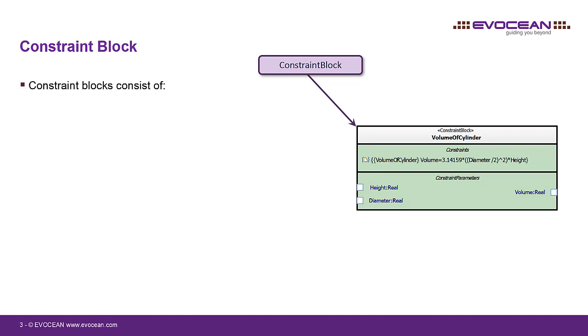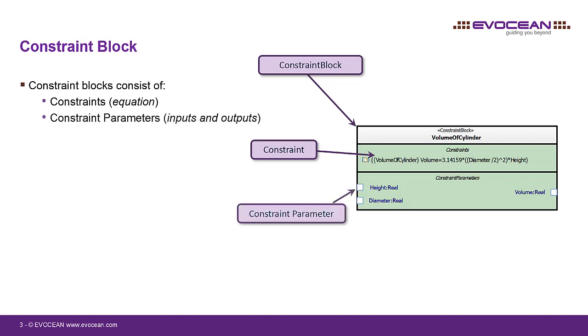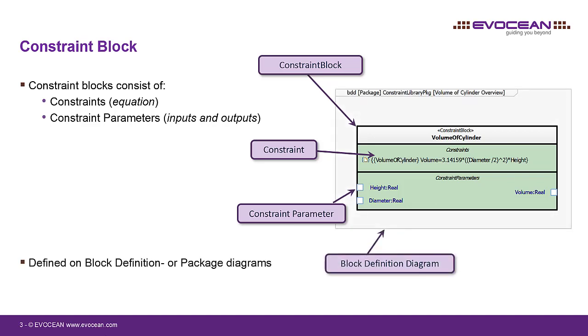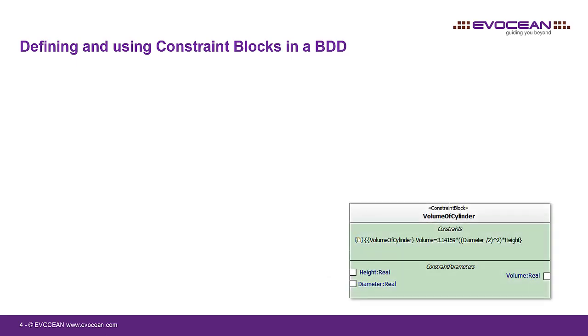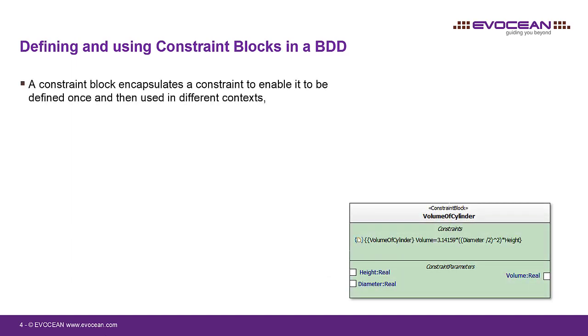So constraint blocks have two main features: the constraint itself, which is an equation in form of a mathematical expression, and a set of constraint parameters, which are the input and output values for this expression. Constraint blocks and their relationships can be defined and visualized on block definition diagrams. This is similar to the way blocks are defined. With this concept, we are able to define a constraint block with its constraint and its related parameters once, and we can use it in different contexts thereafter.